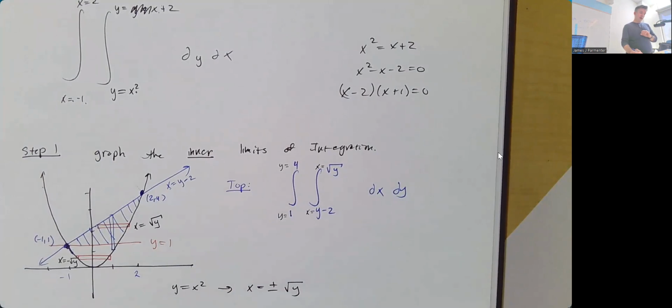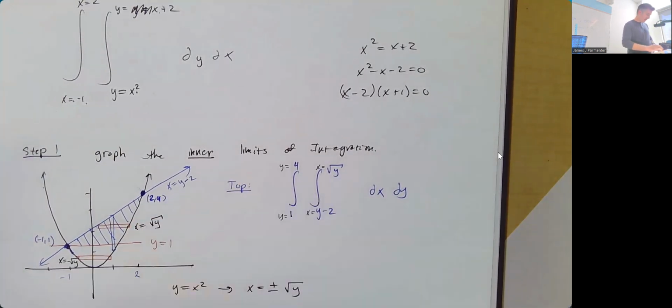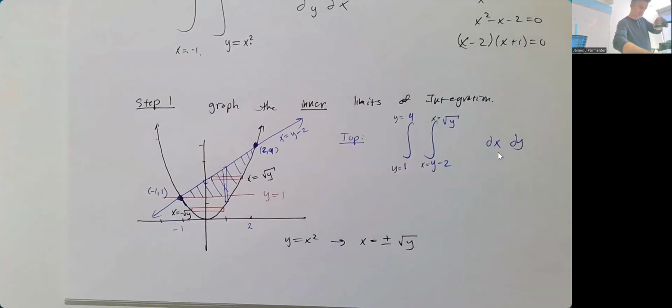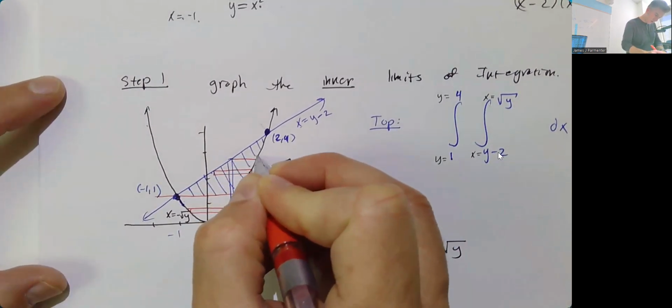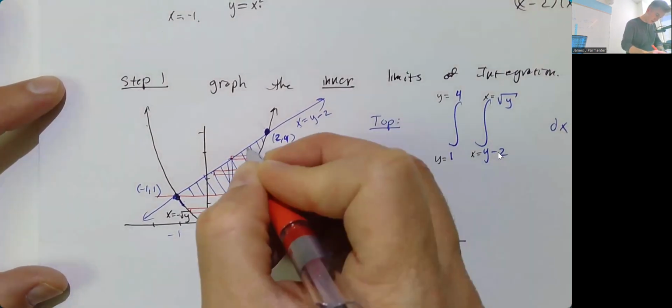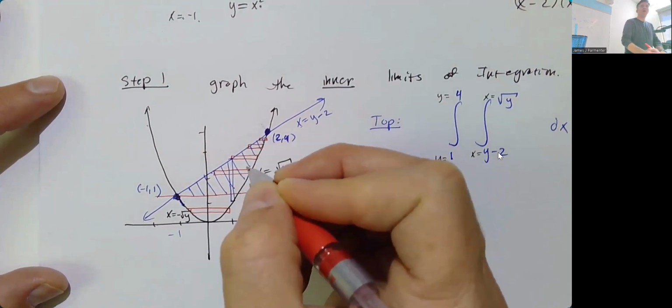Are you cool with how we got y equal to 4 as the upper boundary? It's okay if you're not. Okay, so we're looking for this point of intersection, which is (2, 4). So what we're really saying is that anywhere in this picture here, I can draw a horizontal strip whose right boundary is the parabola, whose left boundary is the line. And I can go as high as all the way up to y equal to 4.